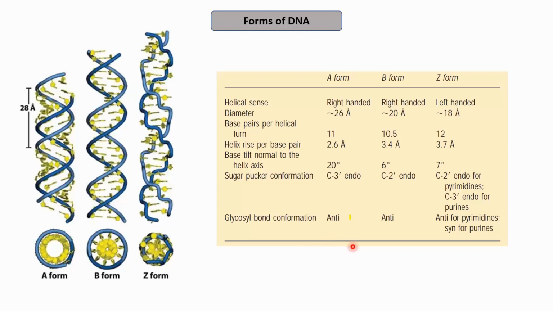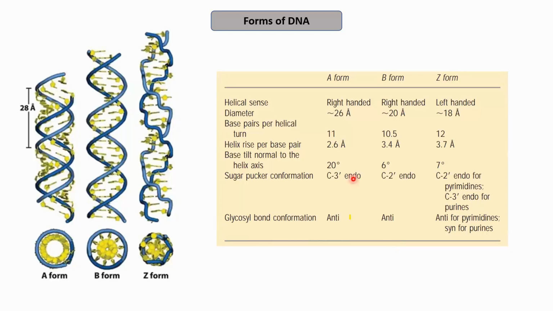So in case of A form of DNA, it is anti. In case of B form, again it is anti-glycosyl bond formation, while in case of Z form, if the pyrimidines are present, then it is anti, and if purines are present, then it is syn glycosyl bond formation. So this was the basics of some different forms of the DNA.